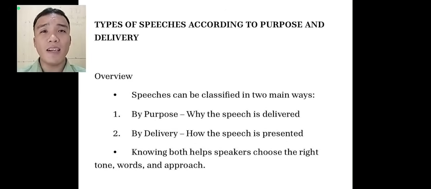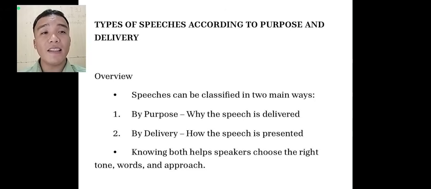So I hope you are ready to listen and pay close attention to this discussion because, again, this is your final topic for oral communication. So, first and foremost, speeches can be classified into two main ways. First is by purpose, which means why the speech is delivered. So in Bisaya, it means tumong. Unsay rason nganong i-deliver nimo ang speech.